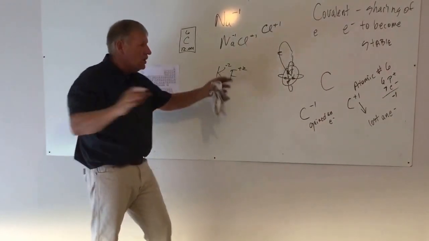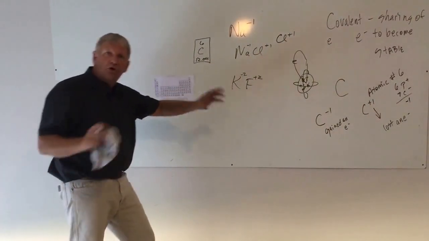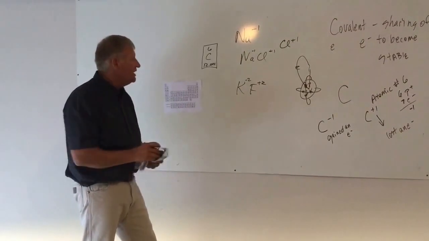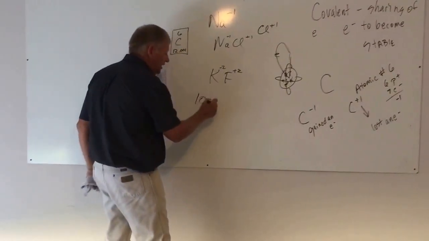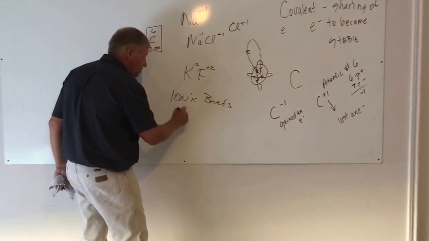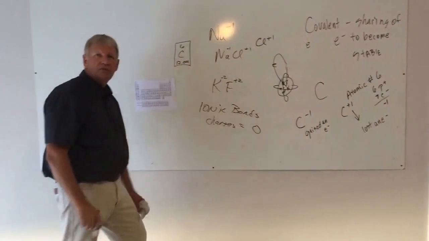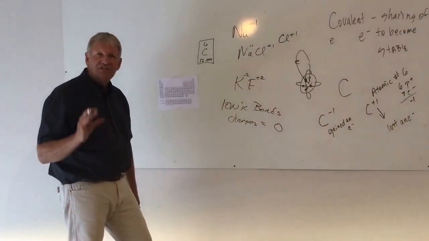They don't care about sharing like we talked about a while ago, like group 1 goes with group so-and-so, and group 2 goes with so-and-so. That's cool. Except now we're dealing with ionic bonds, where the charges equal 0. That's critical. That's human anatomy.